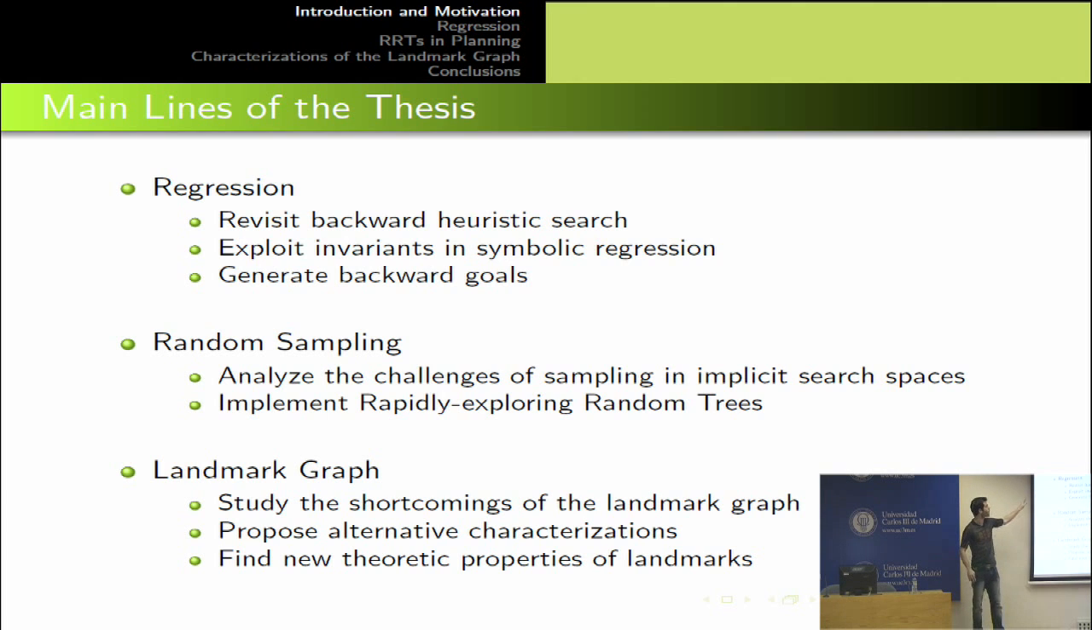The first one is regression, in which there are several subsections. One of them is revisiting stuff that has been done in progression for its use in regression. Then symbolic search and invariance, and then some technique called backward goals, right? Then we're going to switch, and we're going to go to random sampling and planning and implementation of a rapidly exploring random tree in planning, and then last but not least, the landmark graph and how to solve its problems and how to exploit the information it gives, right?